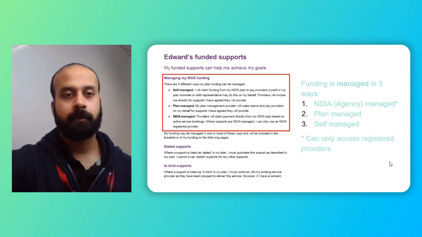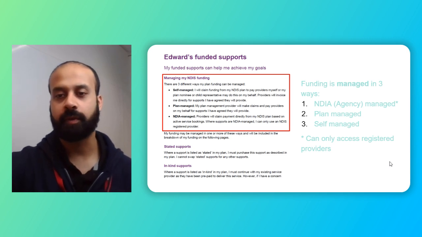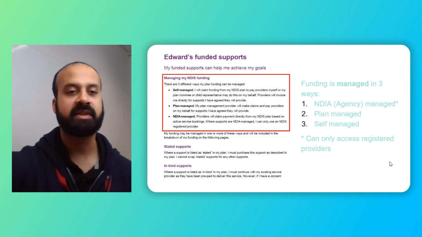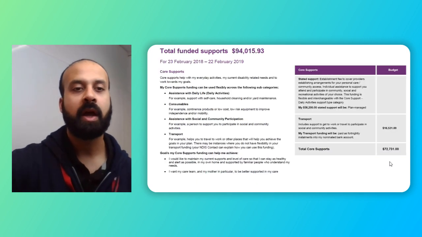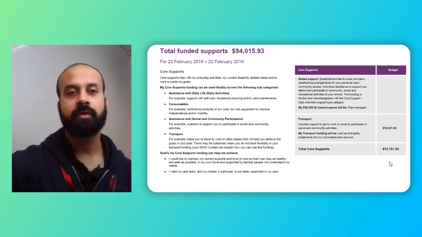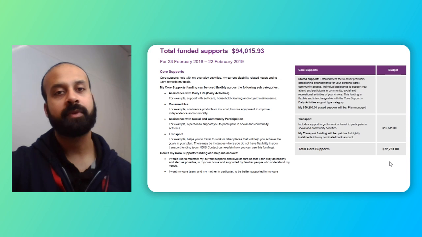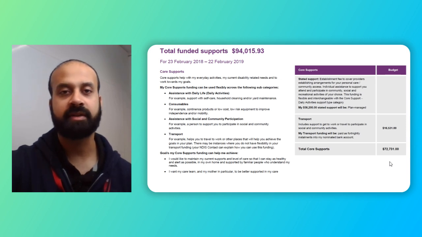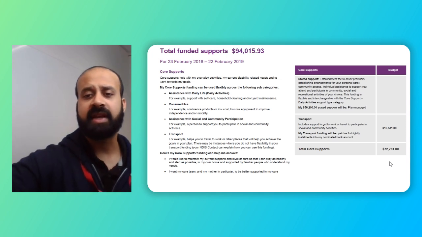Okay, cool. All right, so then there's a section here on funding types. Again, we've already covered this, so we won't go through this again, but there's the different types of funding officially, kind of how it's explained. All right, so here for this particular participant, here is the total funds being allocated for this 1 year. So you can see from 2018 to 2019 Feb, this person's got about $94,015 and 93 cents.